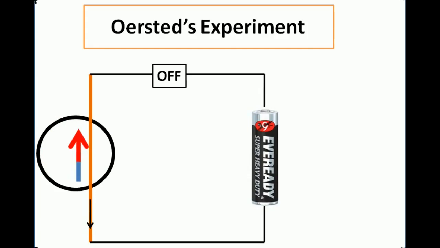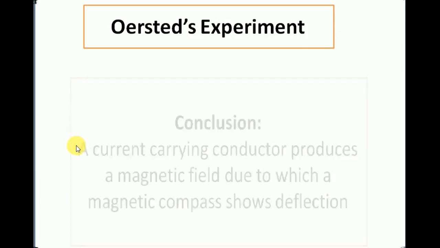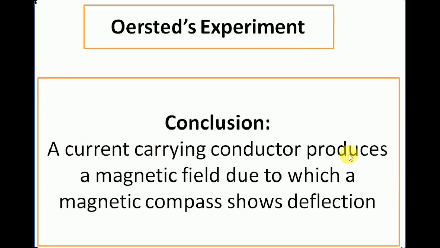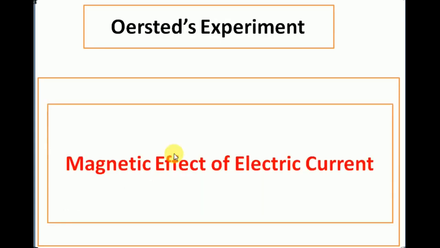Now from our previous slide we know that in order to move a magnetic compass we need another magnet. But in this experiment there was no magnet, so he gave the conclusion that a current carrying conductor produces a magnetic field, due to which a magnetic compass shows deflection. Due to this conclusion we got the new chapter, that is magnetic effect of electric current.